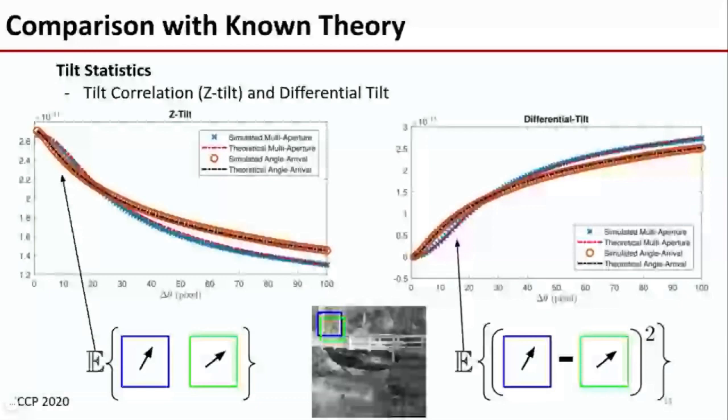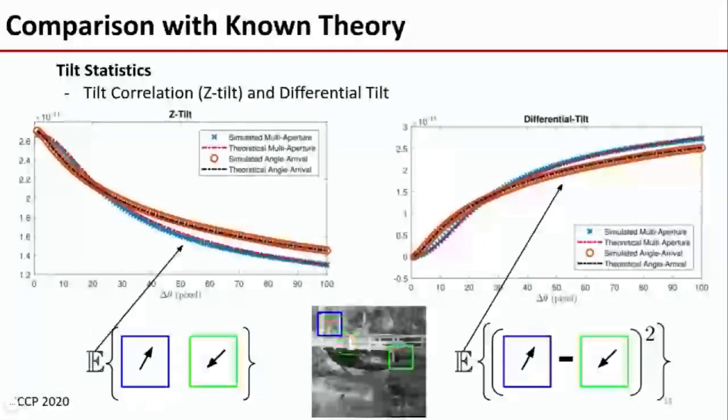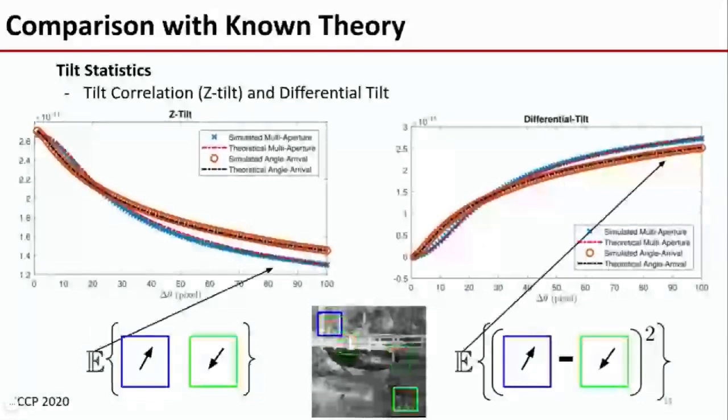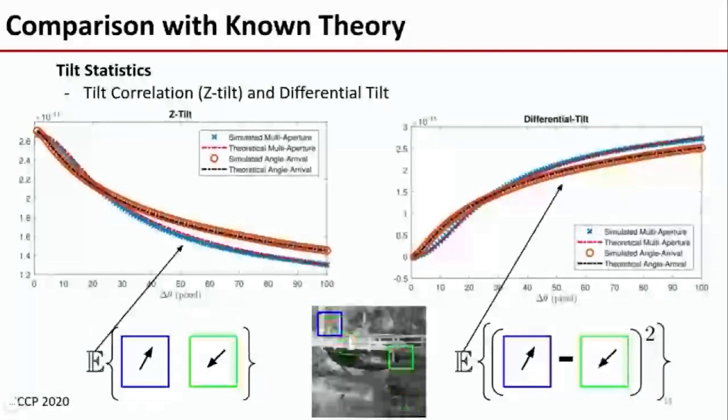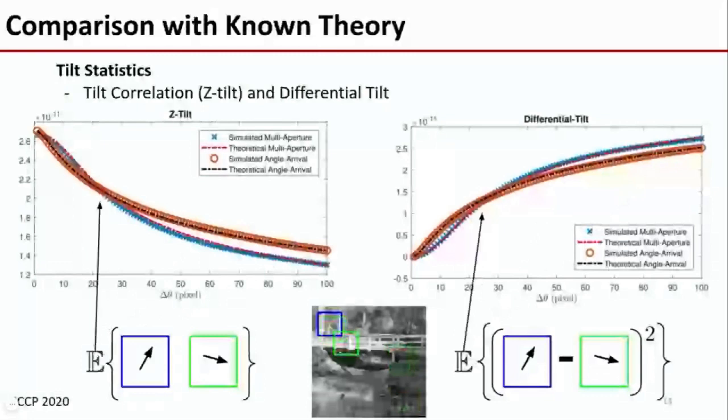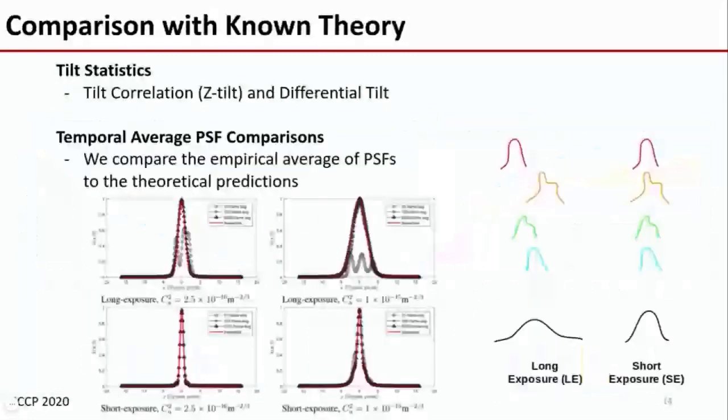The first experiment we perform is the spatial tilt statistics as a function of pixel separation. Between our approach, the multi-aperture correlations, and the angle of arrival correlations, we find a considerable match in both the tilt correlation and their differential tilt variance. The next experiment is comparing the temporal behavior of our generated PSFs with the theory. We can average over the PSFs and obtain the empirical long exposure PSF, as well as average over the centered point spread functions in order to obtain the empirical short exposure PSF. We again find the match between simulation and theory.